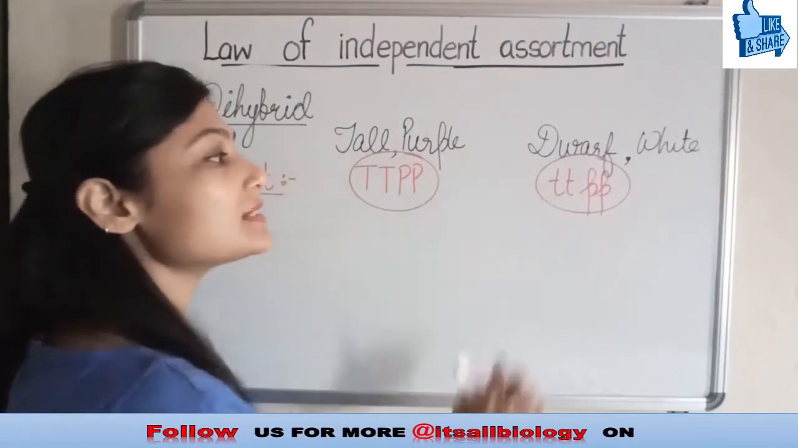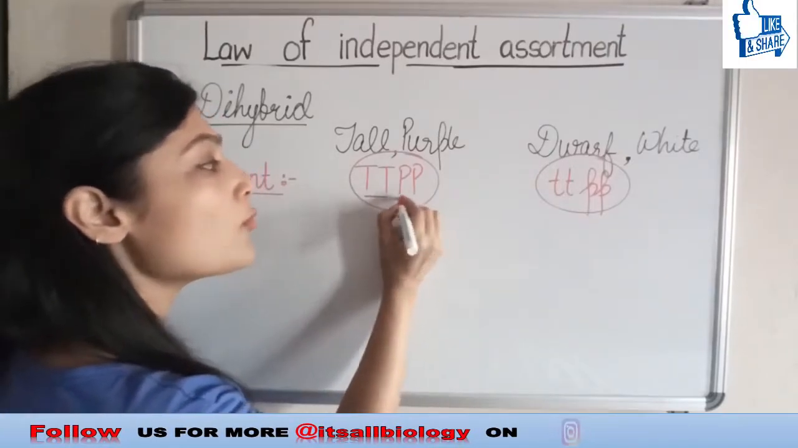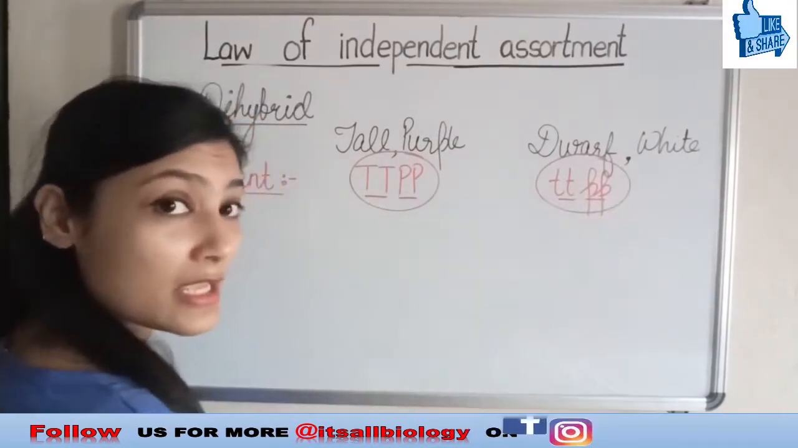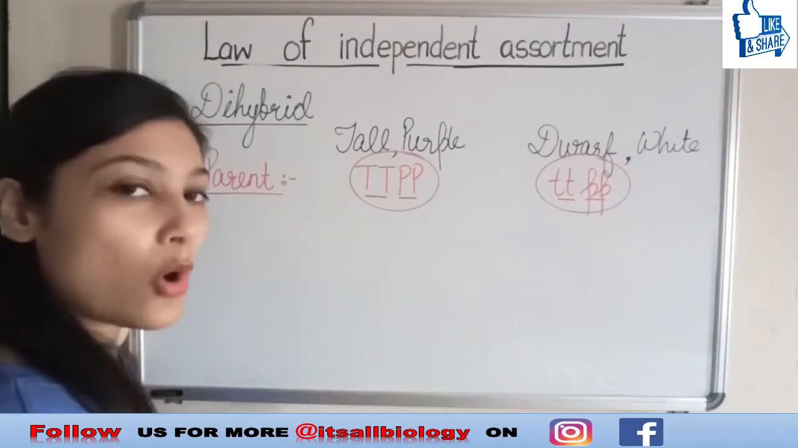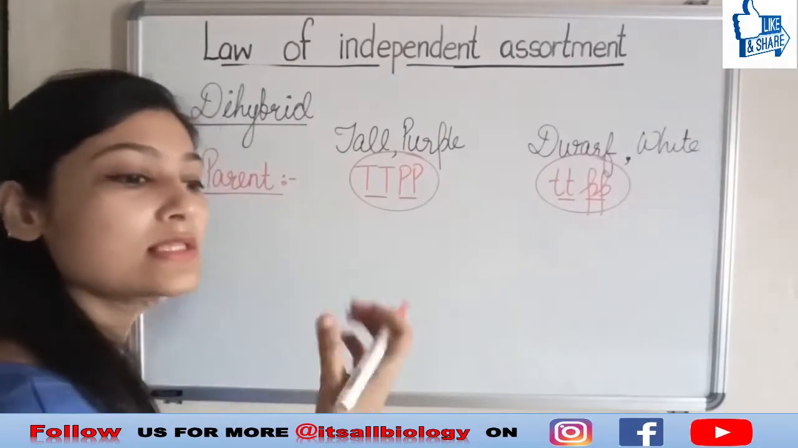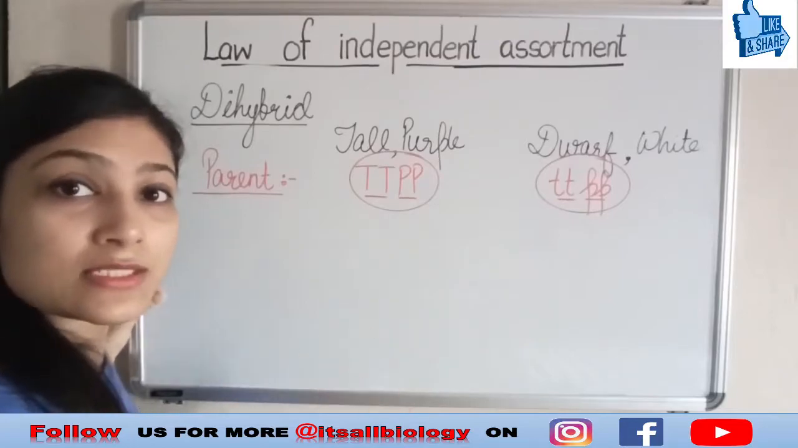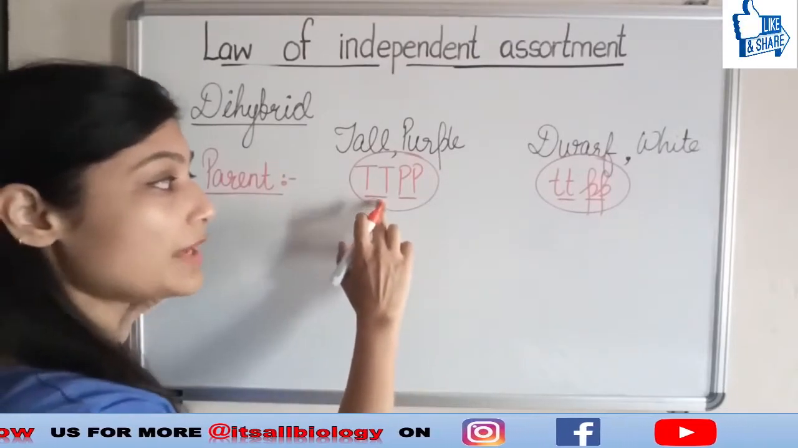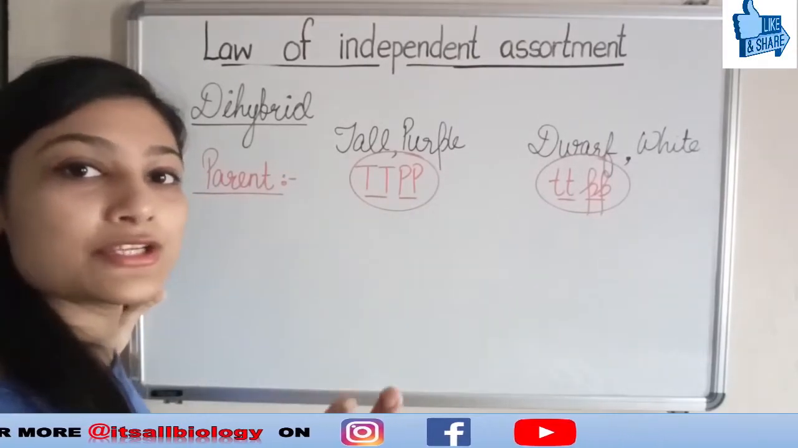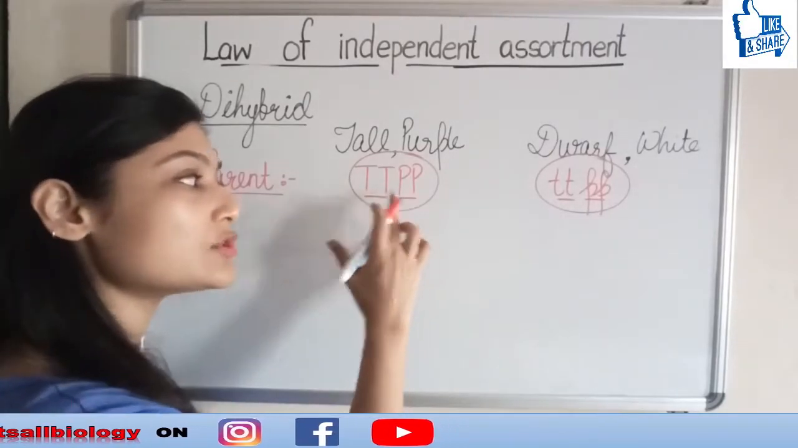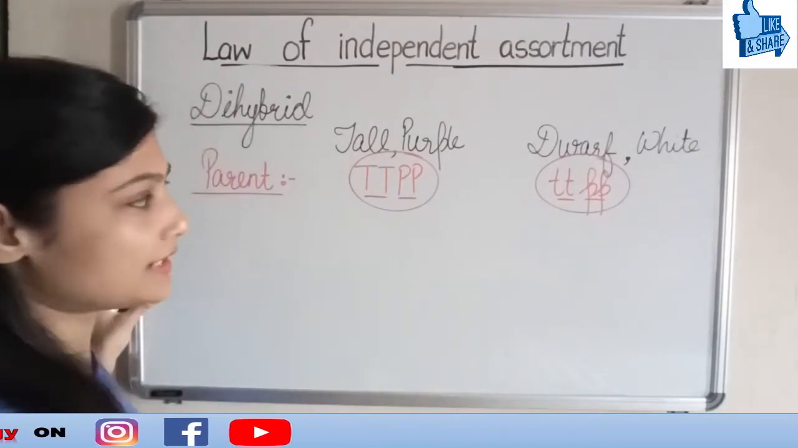As you can notice here, we have taken the homozygous condition. Why? Because Mendel always did all his experiments using a pure line. So in a pure line, the heterozygous condition is not there; rather, there is only the homozygous condition.